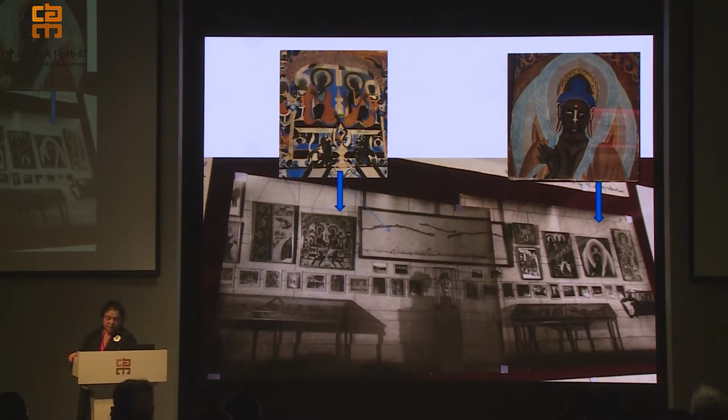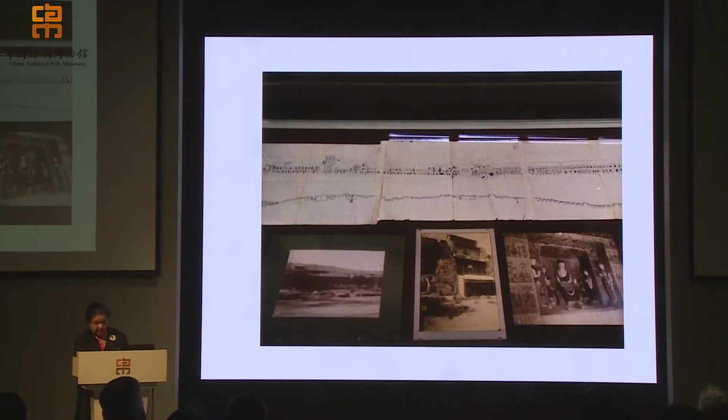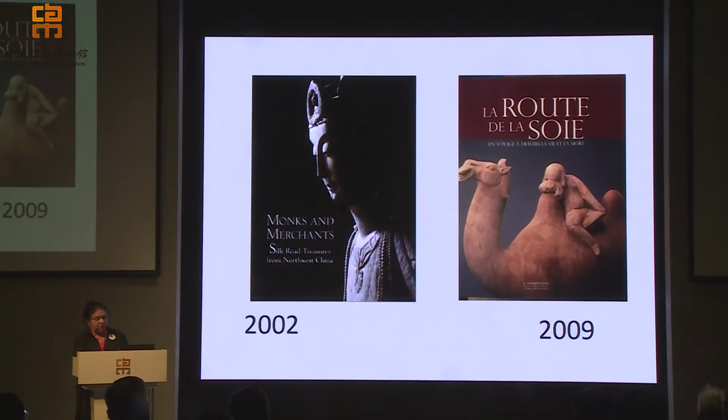And I was very lucky to find the photograph of the first exhibition of Dunhuang that happened in 1934. The idea was Oldenburg's, but he had passed away already when the exhibition was opened. But you can see that he incorporated the photographs, the paintings, the maps, and the real pieces together. So we now display also the photographs, the topography.